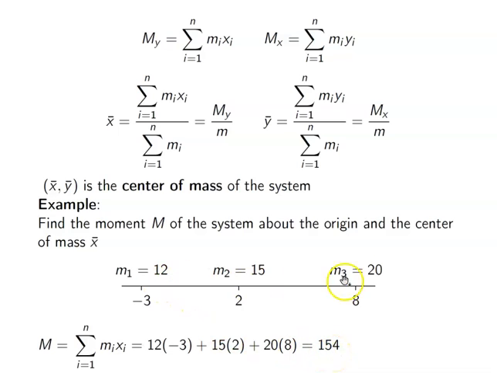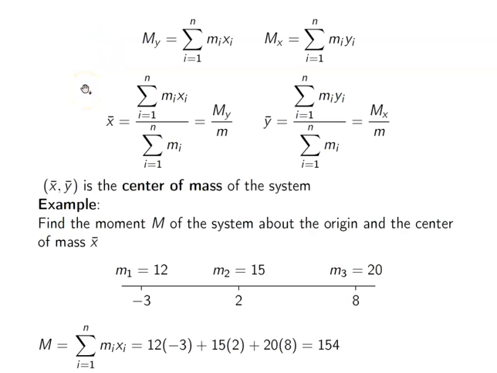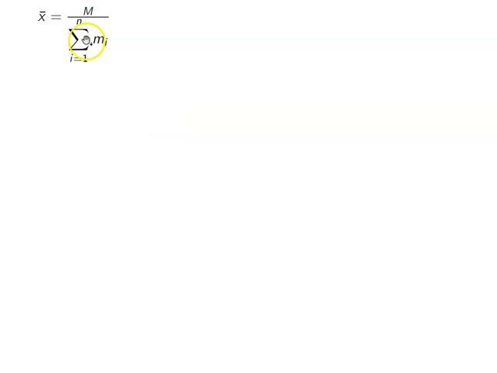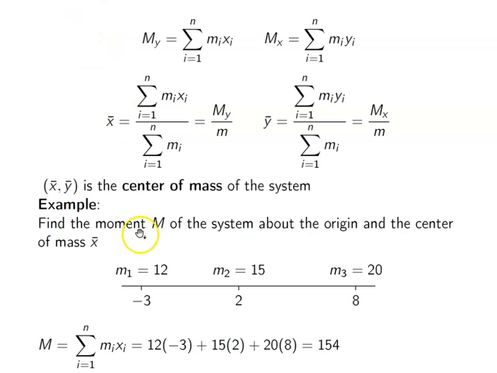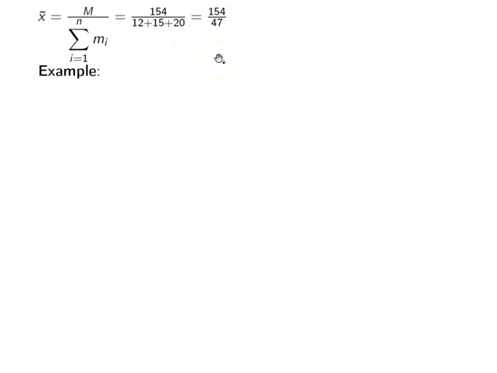Then we're going to take the sum of the masses, little m. So for x bar, we're going to get 12 plus 15 plus 20. We already have big M on top, which is 154, so I need the sum of the masses. The sum of the masses is 12 plus 15 plus 20, and we just add them up. We get 154 over 47.